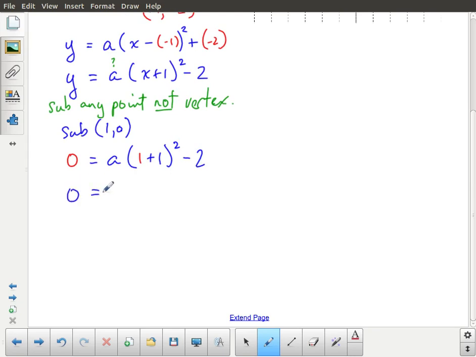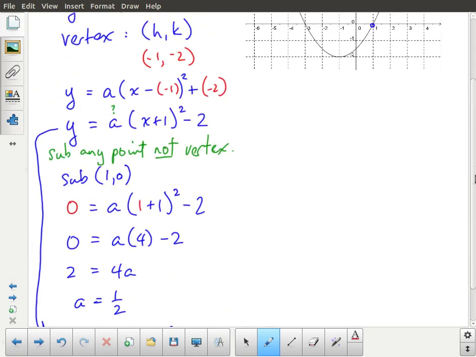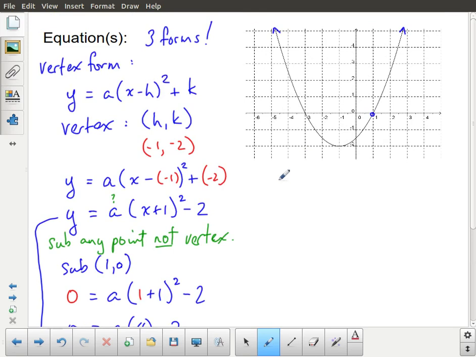So I get 0 equals a(1 plus 1 is 2, and 2 squared is 4, minus 2). So I get 2 equals 4a. a is equal to 1/2. And now I can write my completed vertex form equation, which means my a value is 1/2. That's coming from up here. My a value is 1/2, and then I just rewrite what I already had there, (x plus 1) all squared minus 2. Now the other form that we want to talk about is known as factored form.